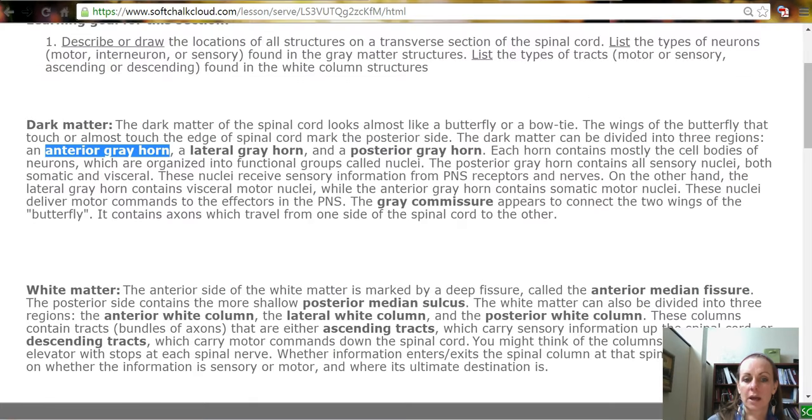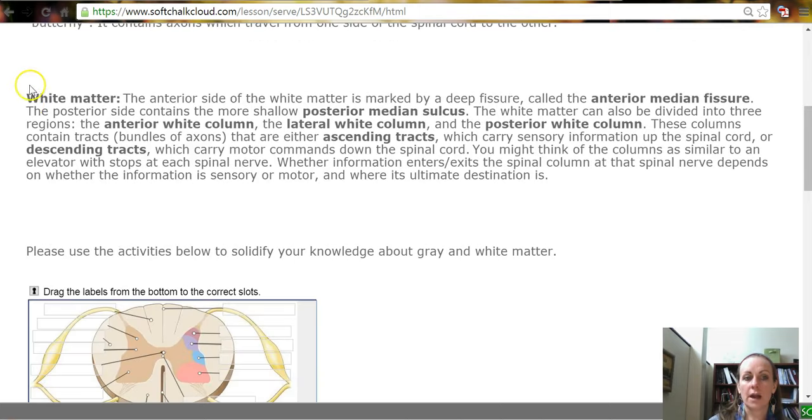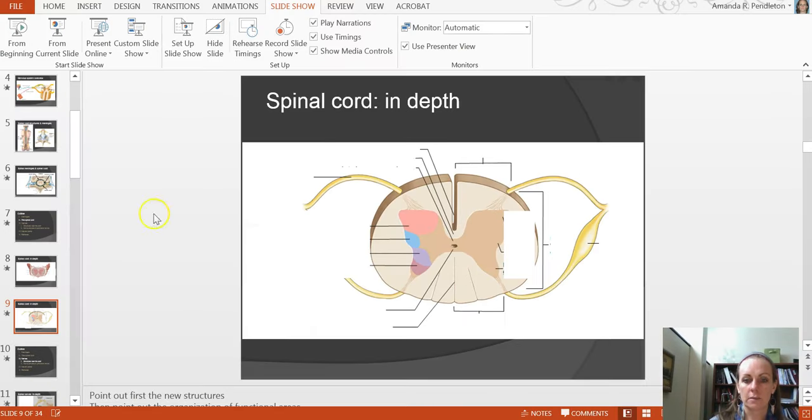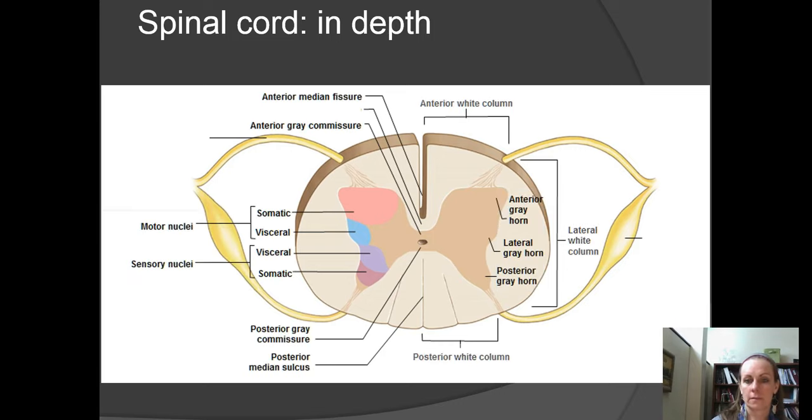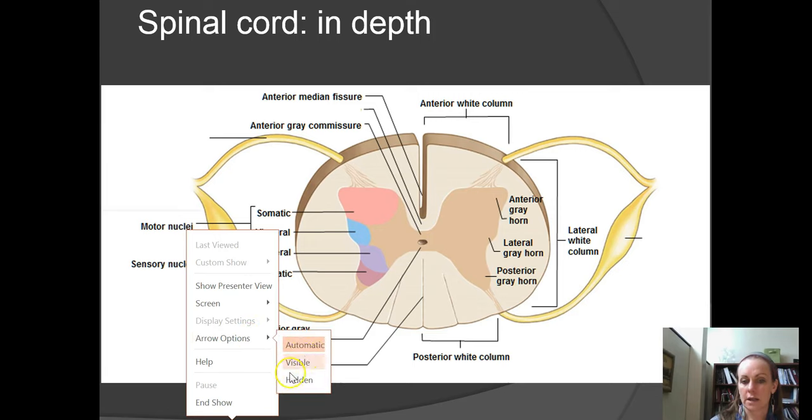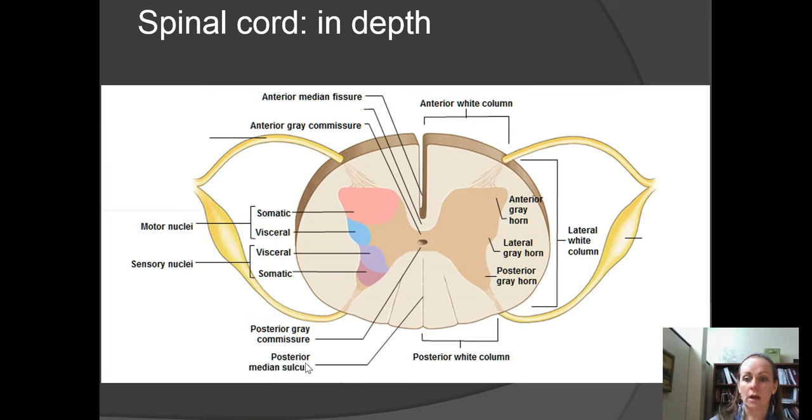Okay, so we've talked about the gray or the dark matter regions, and so now let's turn to the white matter regions. Okay, and again, let's pull up this figure. Okay, so for the white matter regions, they're going to be called white columns. At least that's what your textbook calls them. Your lab manual is going to call them a funiculus, or funiculi for plural form, and that's fine. They both mean the same thing.